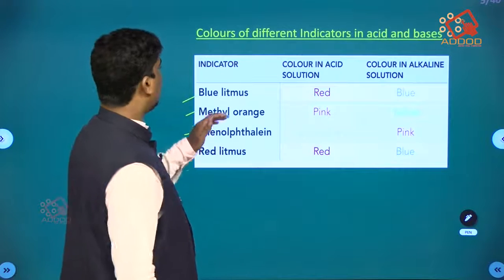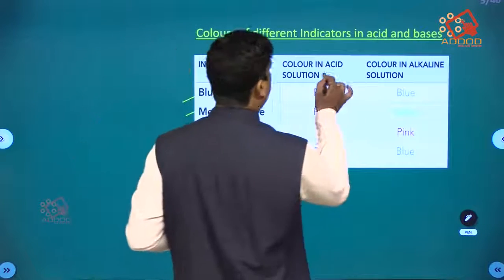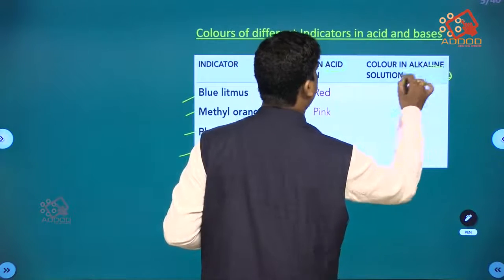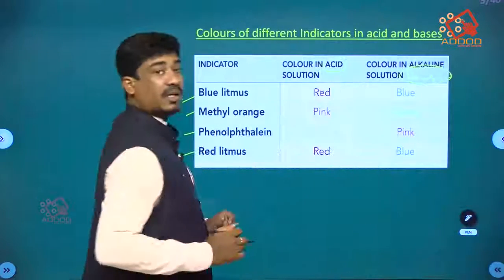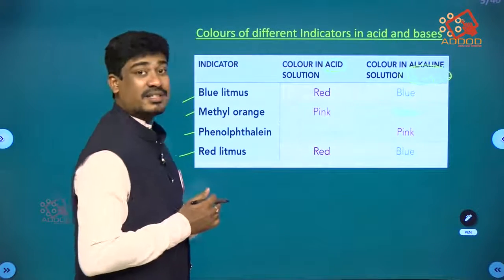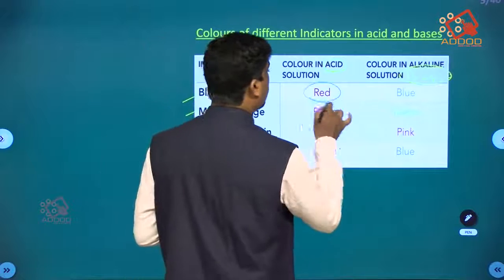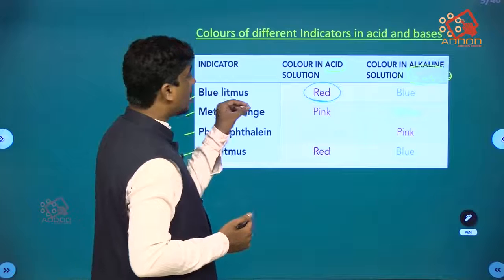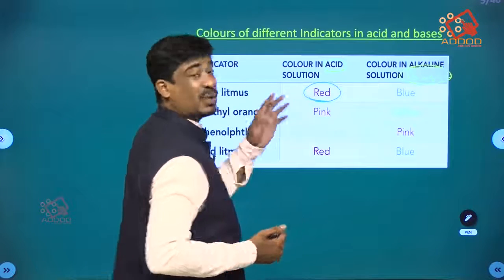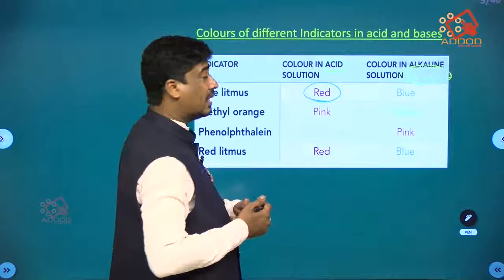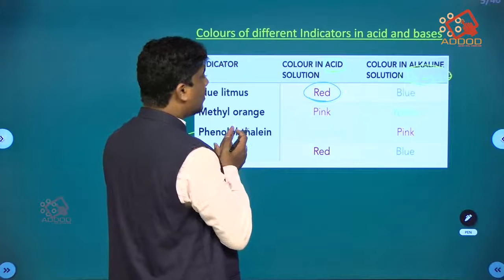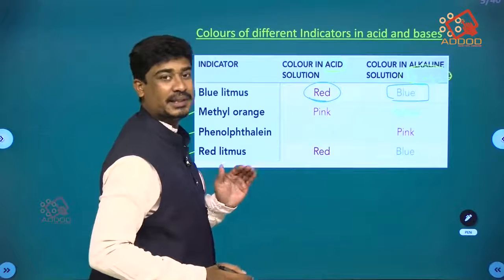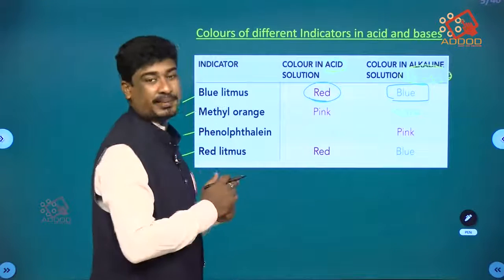See here, blue litmus in acid, and alkali, nothing but basic nature. Here blue litmus turns into red color when it is in acid, while blue litmus remains the same when it is kept in bases. That is what I explained, isn't it? So this is about blue litmus paper.